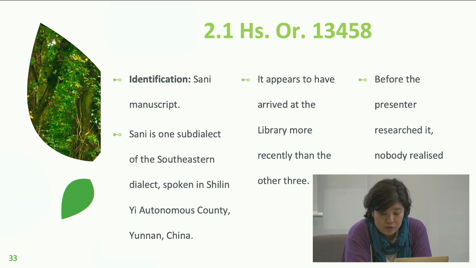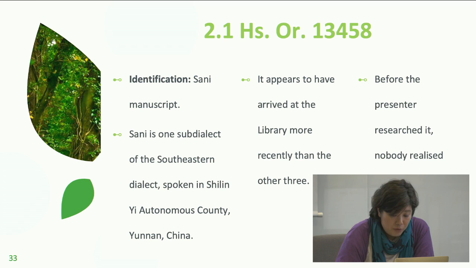Sani is one sub-dialect of the southeastern dialect of the official classification in China. Sani is spoken mainly in Shilin, the autonomous county of Yunnan province. It appears to have arrived at the library more recently than the other three, because this manuscript is not included in the works of Janert in 1977 and 1980. Therefore, it must have arrived in the library after 1980, at least. According to the inventory, it seems to have been registered in 1999.